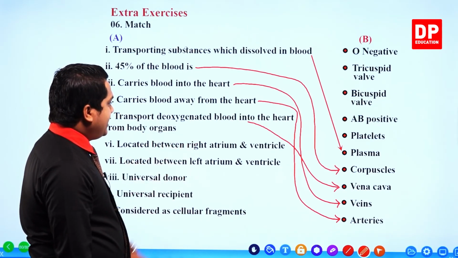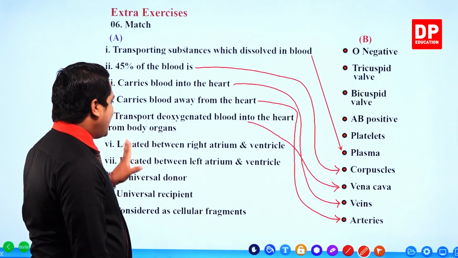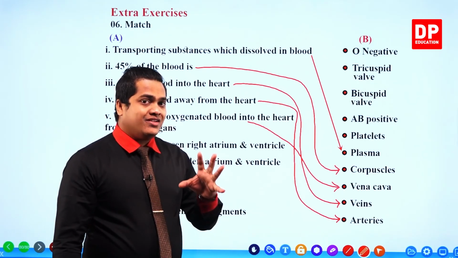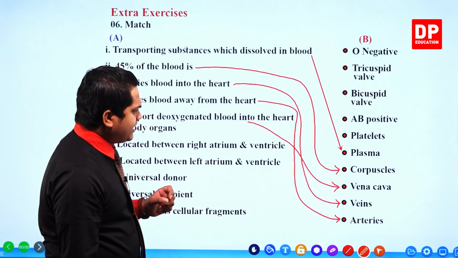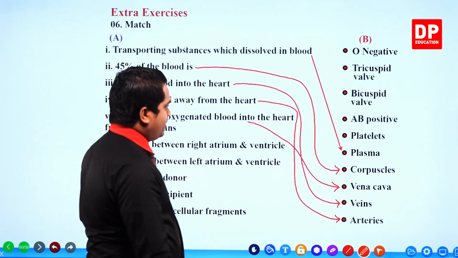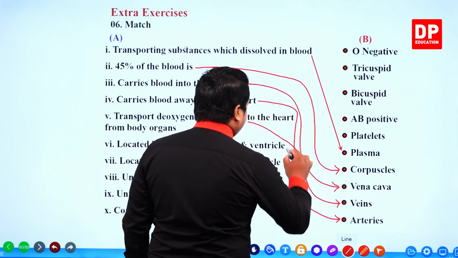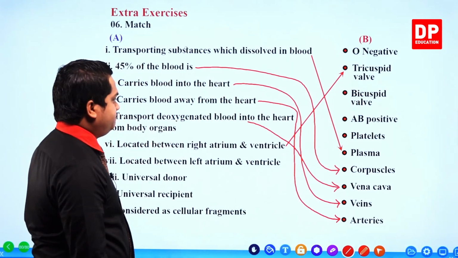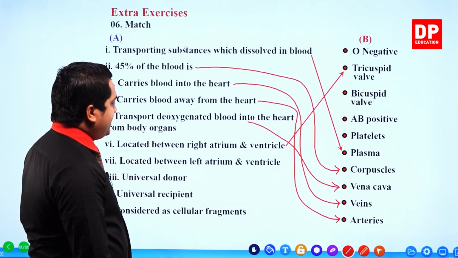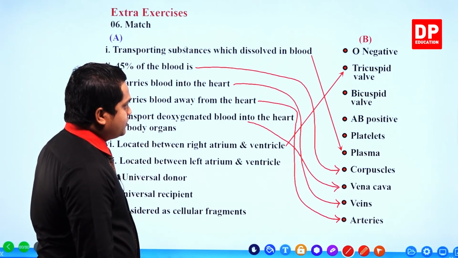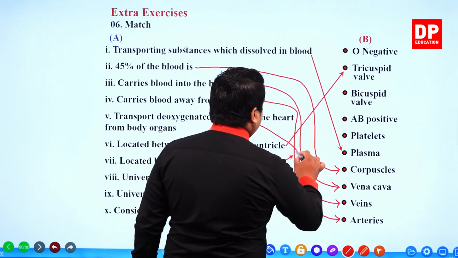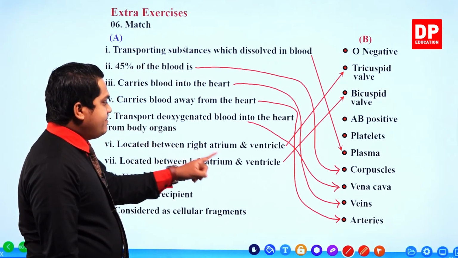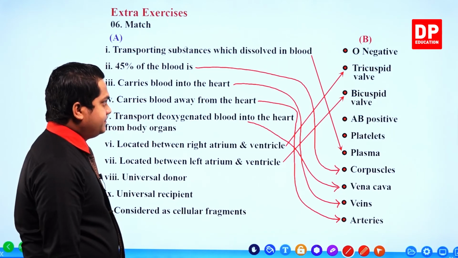Located between right atrium and right ventricle. Right atrium, right ventricle means, my dear children, the tricuspid valve. Yes, over there you can observe the tricuspid valve. Next one. Located between left atrium and ventricle. So bicuspid valve. Of course, the bicuspid valve is here. Between left atrium and left ventricle, bicuspid valve.